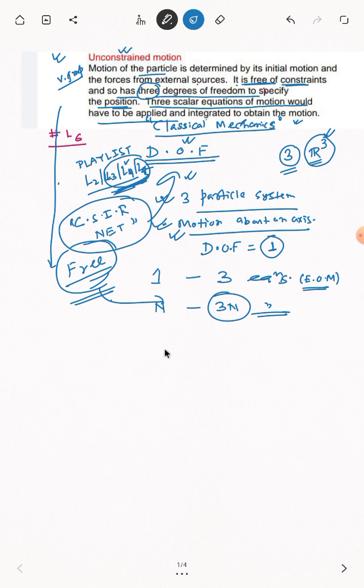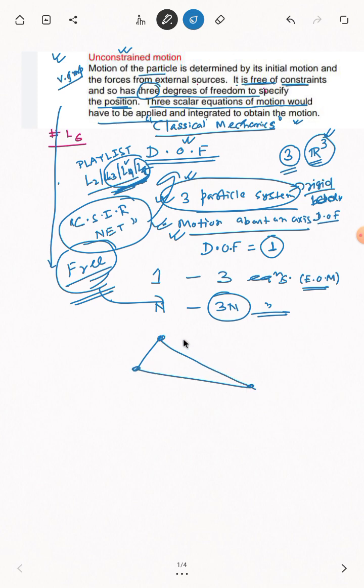Now what we have done so far is the 3-particle system, that means a rigid body, and we all know the DOF for a rigid body is that of the 3-particle system. This was the three-particle system. So in R3, three constraints are there, three rods. We can see three rods.